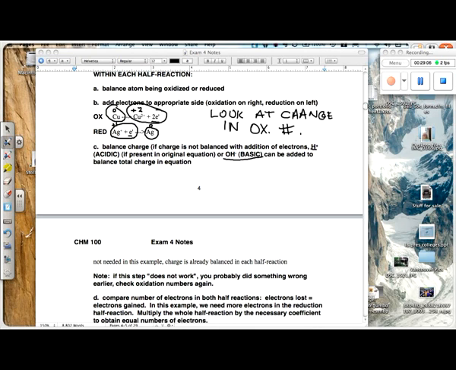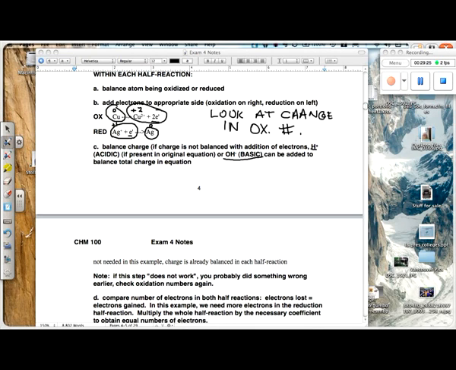All right, write the formula equation. Write ionic if you can. Assign oxidation numbers, split into half reactions. Balance the thing that's being oxidized or reduced. Add your electrons. Balance your charge.